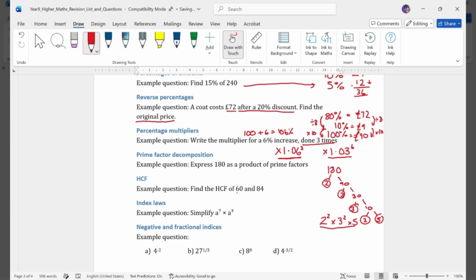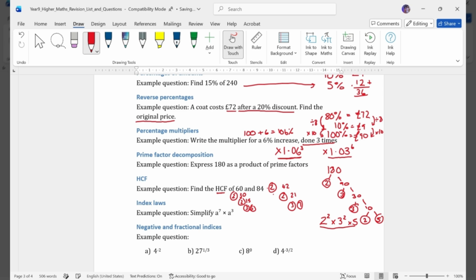HCF. Right. Oh, it's going to take a while, this. The biggest number that goes into both. What you can do, right, is do both these as product of primes. So this one, oh, have I got enough room? Would be 2 times 30, which would be 2 times 15, which would be 3 times 5. So my answers are, oh my gosh, you can't see that. 2, 2, 3, and 5. Whereas this one, 84 would be 2 times 42. This would be 2 times 21, and this would be 3 times 7.